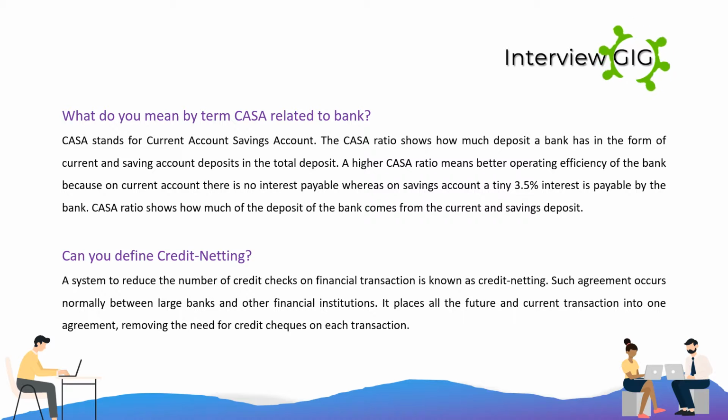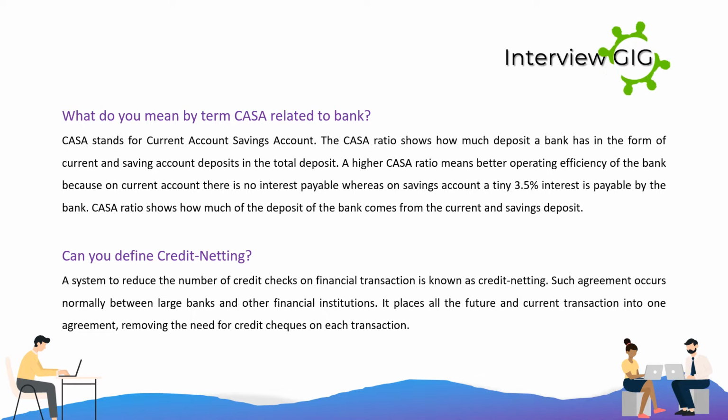What do you mean by the term CASA related to bank? CASA stands for Current Account Savings Account. The CASA ratio shows how much deposit a bank has in this form of current and savings account deposits in the total deposit. A higher CASA ratio means better operating efficiency of the bank because on a current account there is no interest payable, whereas on a savings account a tiny 3.5% interest is payable by the bank.